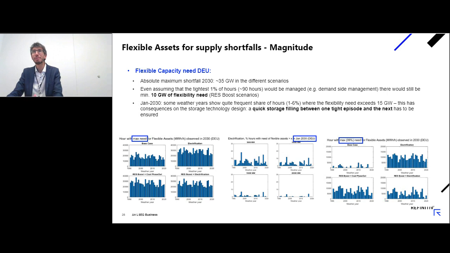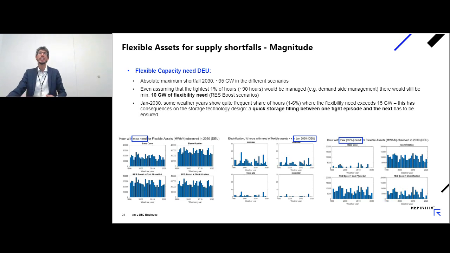flexible asset. So this means that these are not really outliers. Because you can think that you need some system that has some sort of quick storage filling between one tight episode and the next. Because when you start talking about 5-6%, then you mean really that you need 15 gigs today, and you can need 15 gigs again in 2 days from now.